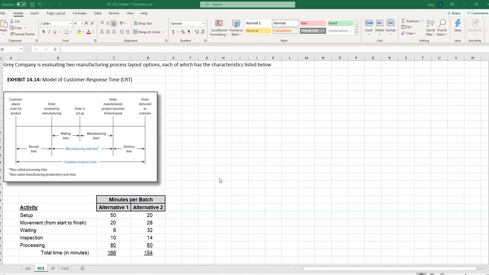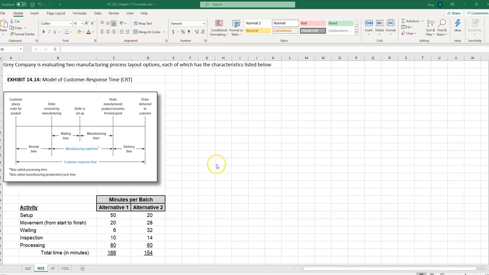In our second example, we're looking at the manufacturing cycle time. We have this graphic from chapter 14 where we talked about customer response time, which is the time it takes from the time a customer places an order for a product until they have received the product. Part of that is the manufacturing cycle time, which is also called the manufacturing lead time.